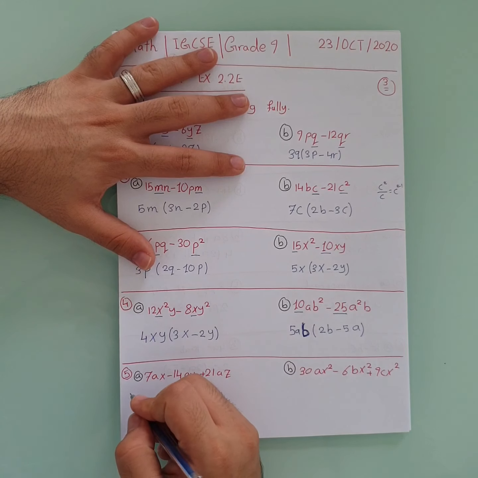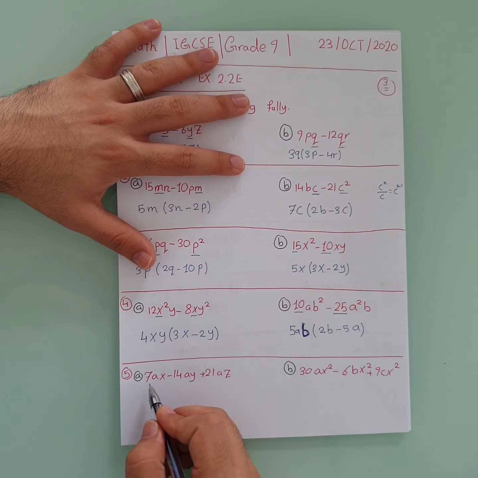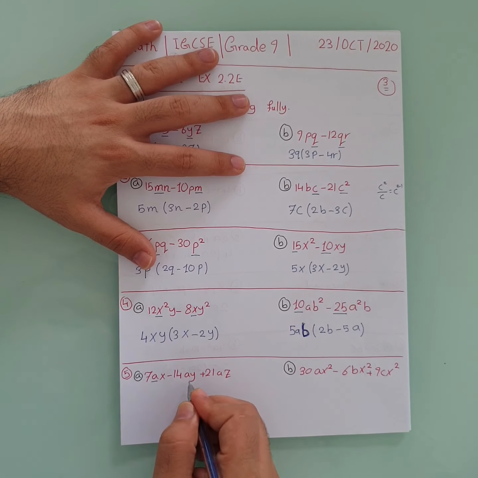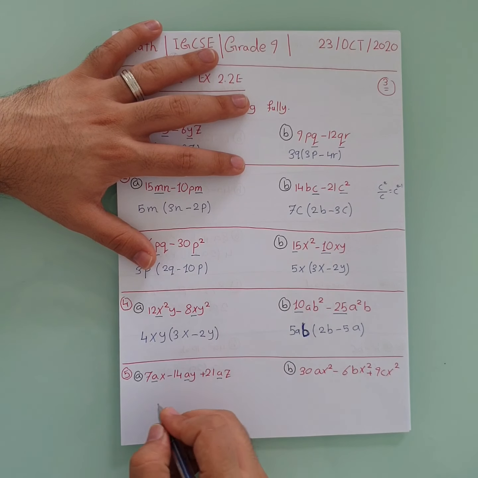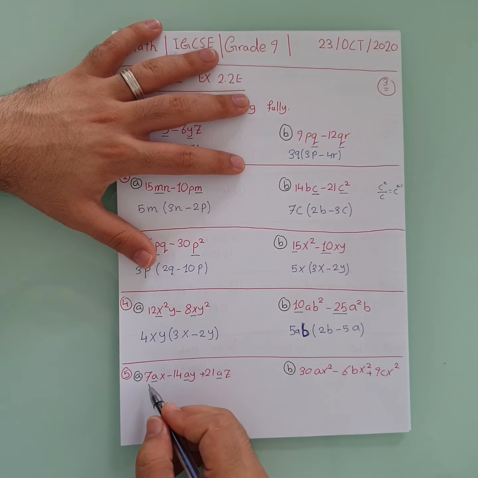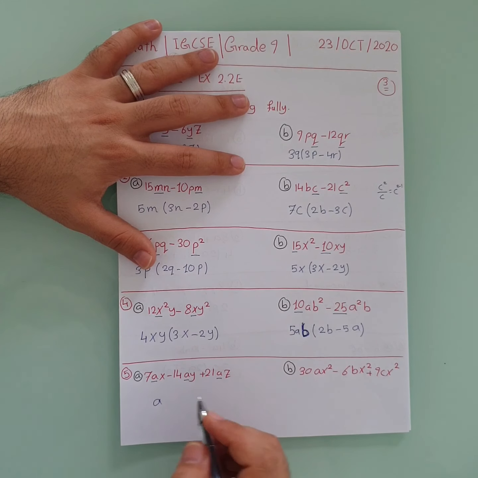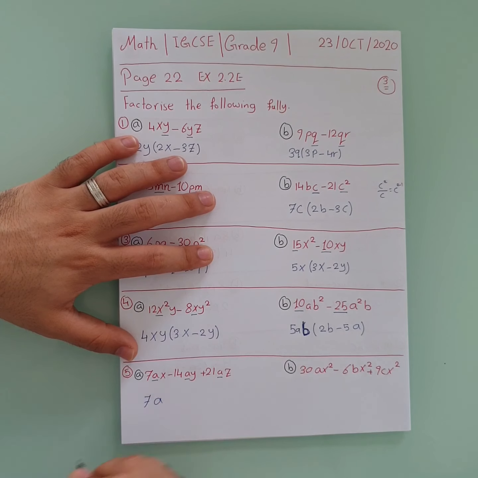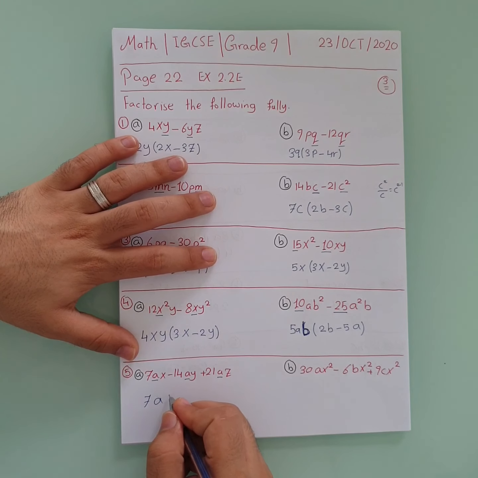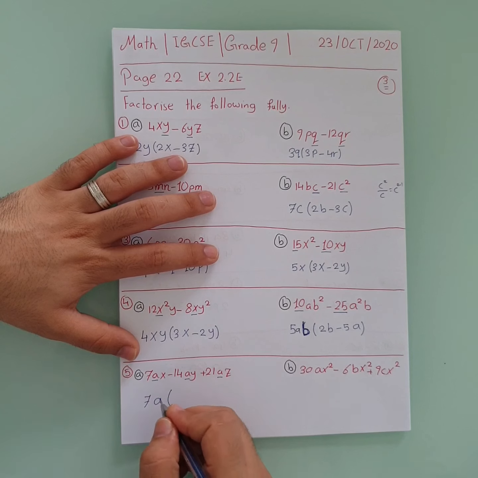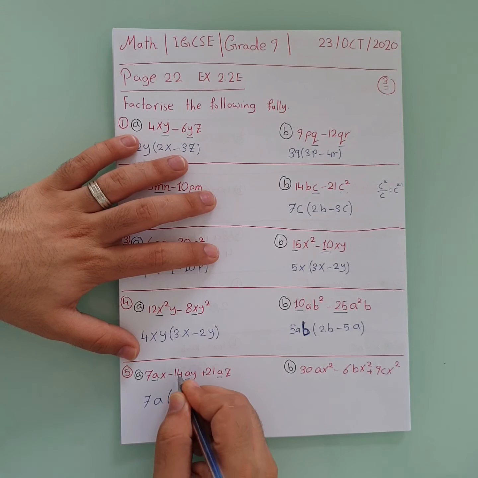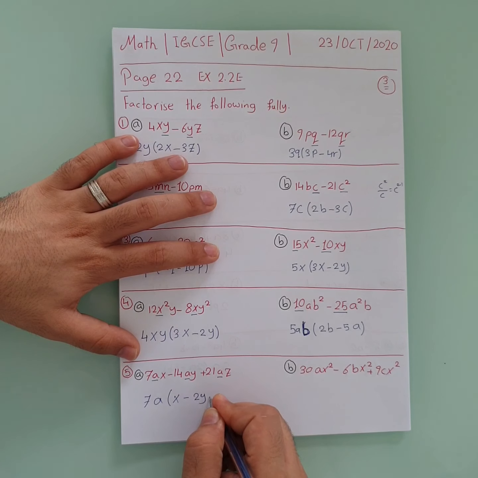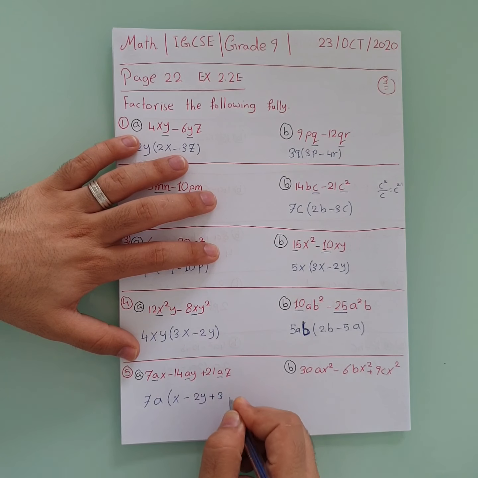Now let's go for question 5a. We have 7ax, 14ay, 21az. You can see that a is repeated in each section, so a should be my common factor. We have 7, 14, 21. You can easily recognize that 7 is your highest common factor. So you open the bracket, you'll have x only, minus 14 divided by 7, which is 2, y only, plus 3z only.